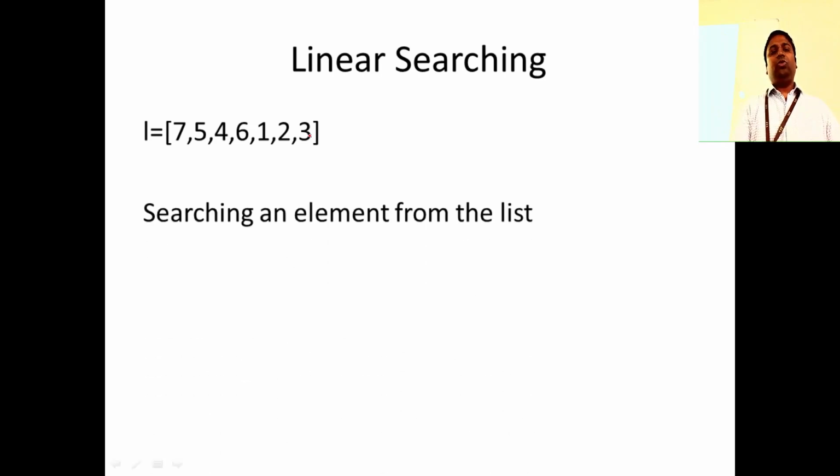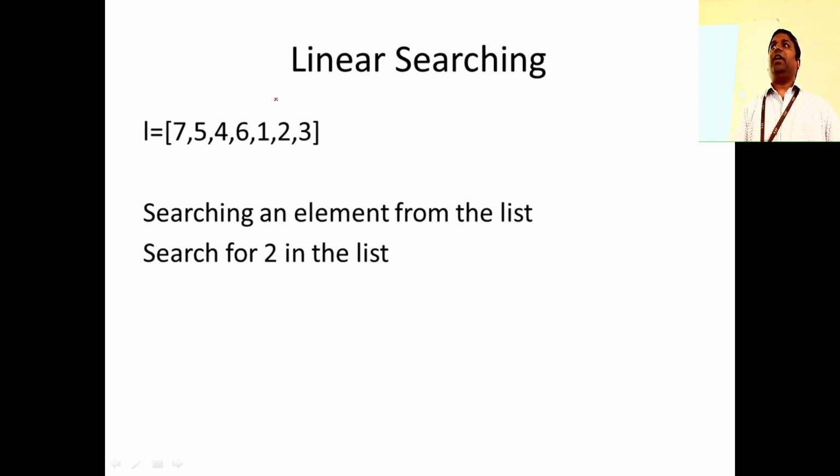And what I'm going to do is search for an element in the list. If I want to search whether element 2 is there in this list, how will I search? I'll start with 7. Every time I'll compare: is this 2? No. Is 5 equal to 2? No.